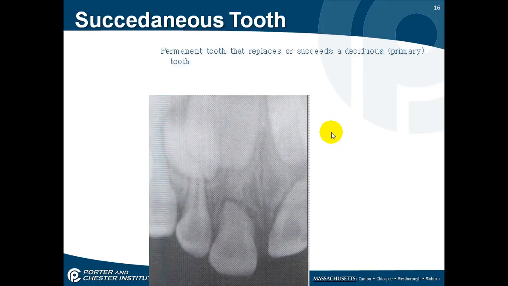Succedaneous tooth. So you have your baby teeth, your primary teeth, and then you're going to get your permanent teeth. Your permanent teeth will come down where your baby tooth is. So it's coming down second, it's coming down succedaneous. So you can see this x-ray here. This is a deciduous or primary tooth. Here's your permanent tooth up here, and that's going to take this place. I'm coming in second, I'm going to be your succedaneous.